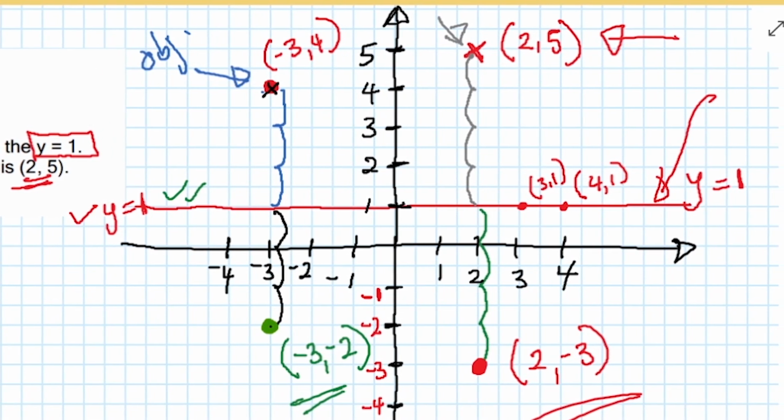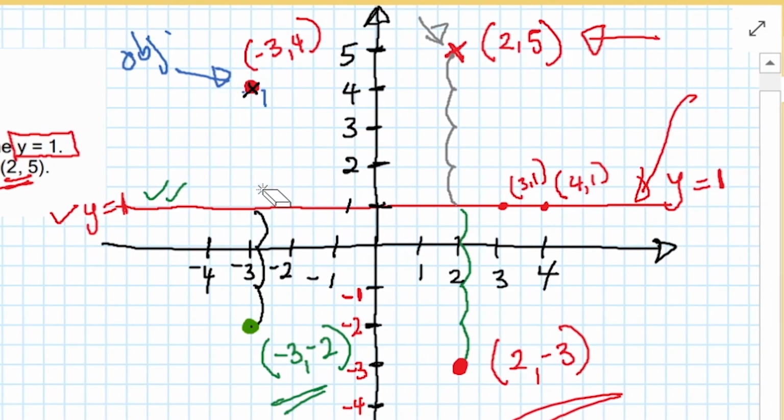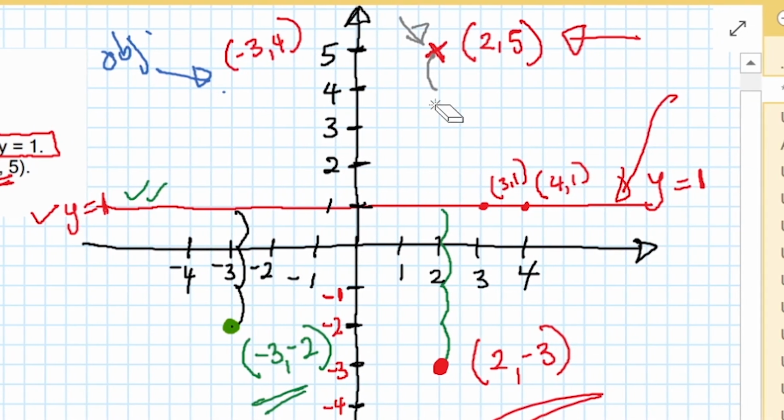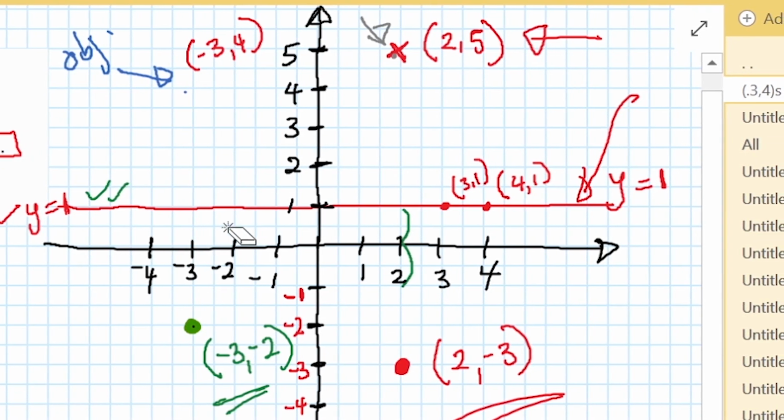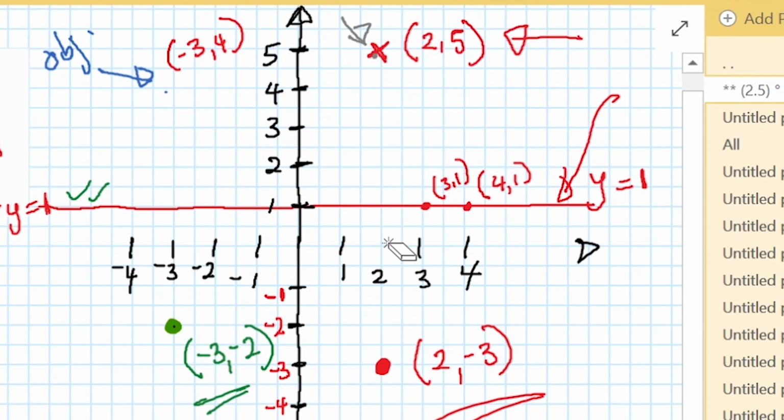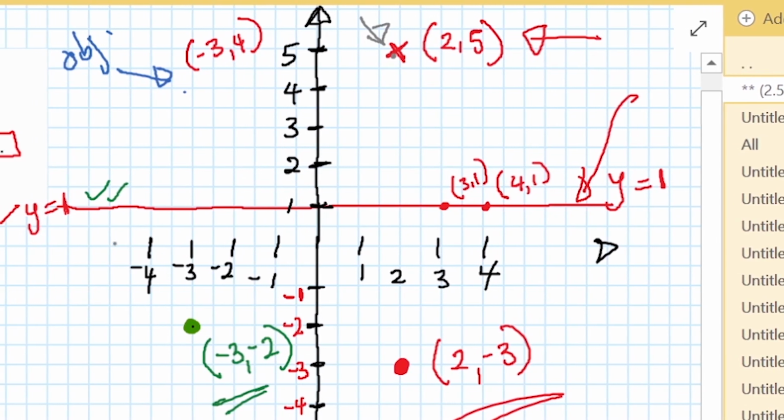Of course, when you're locating those, you don't need to put this. I'm just putting these ones there for working, just to show you how I'm arriving at the answer.